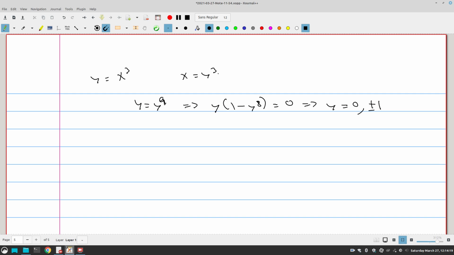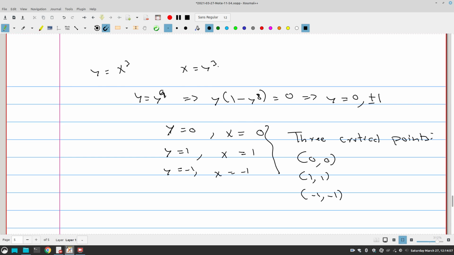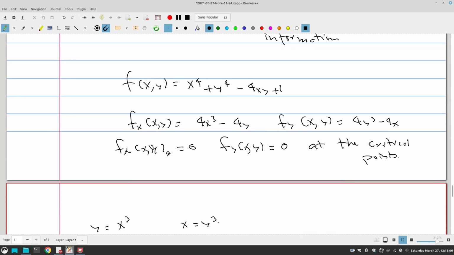Now if that is the case, then if y is equal to 0, x equals 0; y equals 1, x equals 1; y equals minus 1, x equals minus 1. So we have 3 critical points. They are the origin, the point (1, 1), and the point (-1, -1). Now, let's examine the Hessian at each of them in turn.